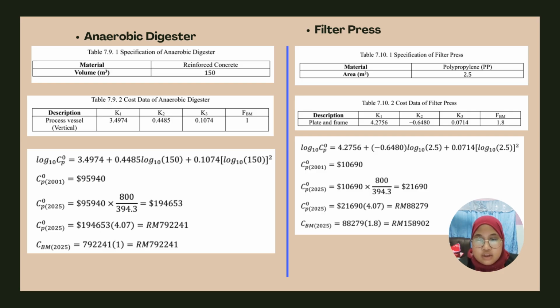And finally, is the filter press. We use polypropylene plates because polypropylene has excellent chemical resistance, high mechanical strength, and it is lightweight, making it suitable for repeated sludge dewatering operation. The estimated cost of the filter press is 158,902 Malaysian ringgit.